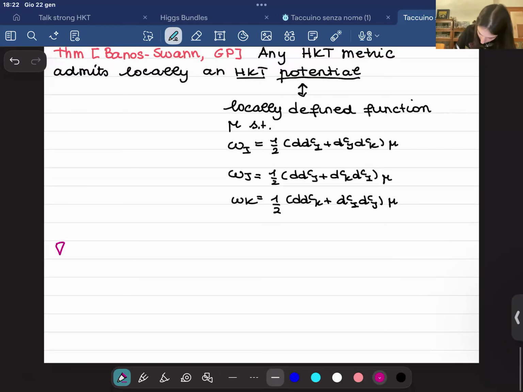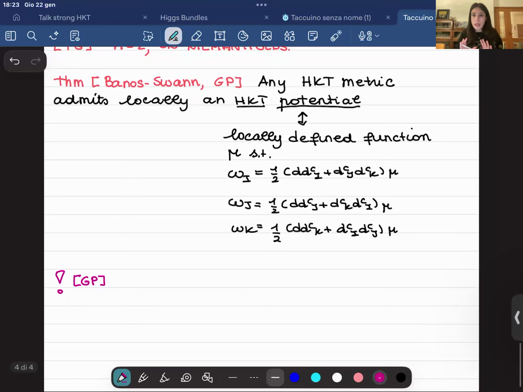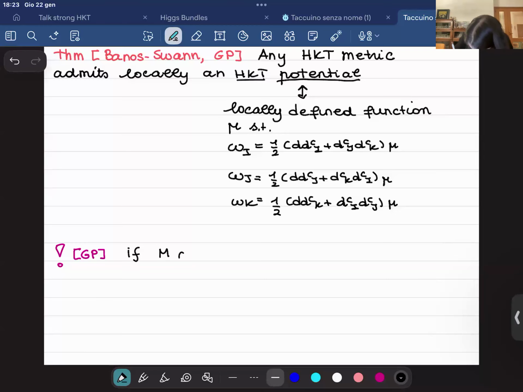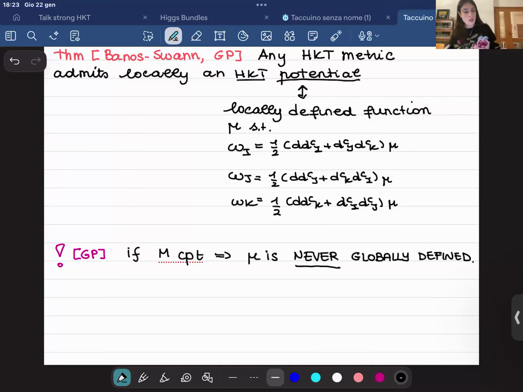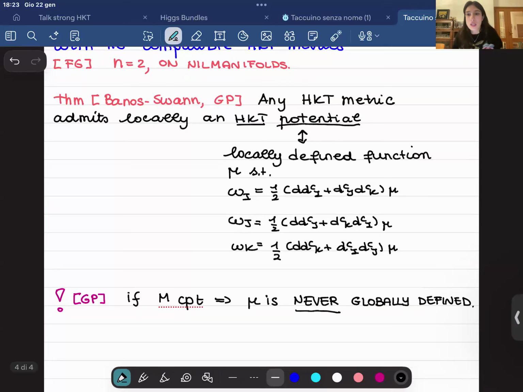There is a remark which is kind of important, and this remark is due to Grantcharov and Poon, that this function mu in the compact case is really only locally defined. So if M is compact, then mu is never globally defined. Okay. So this is the background about HKT structures.